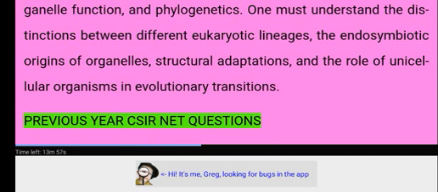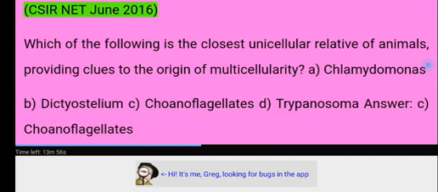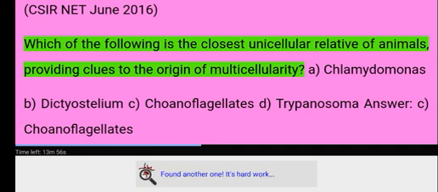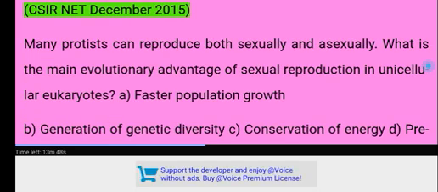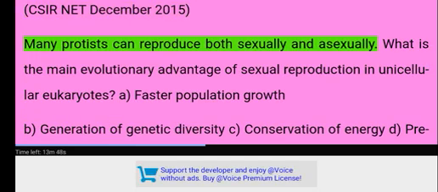Previous year CSIR NET questions. CSIR NET June 2016. Which of the following is the closest unicellular relative of animals, providing clues to the origin of multicellularity? A. Chlamydomonas. B. Dictyostelium. C. Choanoflagellates. D. Trypanosoma. Answer: C. Choanoflagellates.